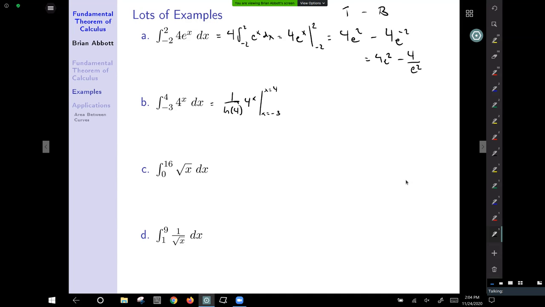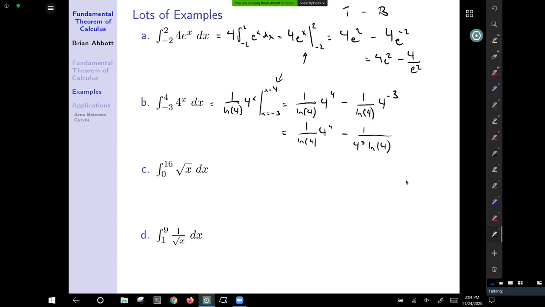You don't have to use the x notation. If you like it, great. I didn't do it here, but I did do it there. Either way. So top minus bottom, we're going to evaluate 1 over ln of 4 times 4 raised to the 4th power minus 1 over ln of 4 times 4 raised to the negative 3rd power. And again, you could leave it like that, or you could rewrite your second guy with a positive exponent as 1 over ln of 4 times 4 to the 4th power minus 1 over 4 to the 3rd power times ln of 4.